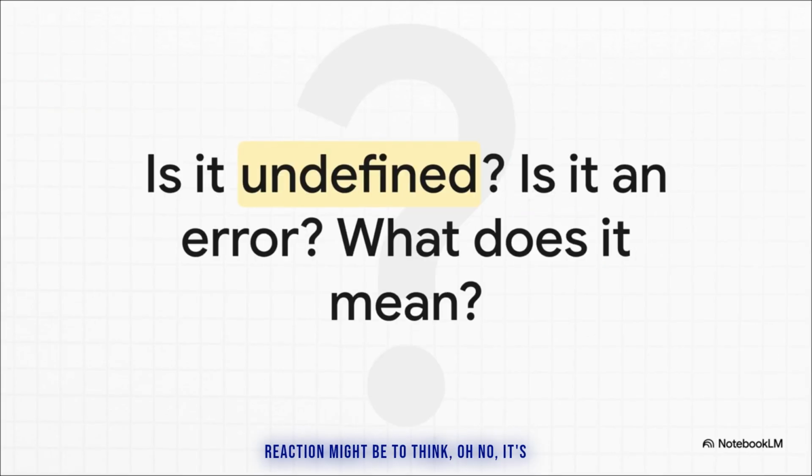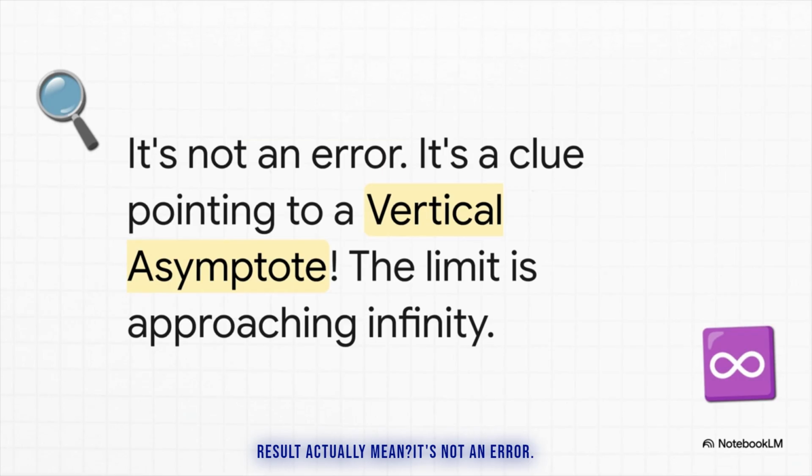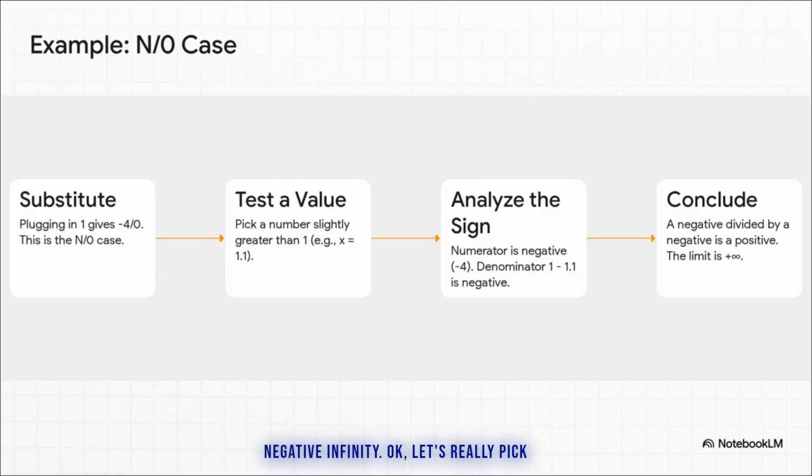Now, your first reaction might be to think, oh no, it's undefined, I messed up, right? Is the math just broken? What on earth does this result actually mean? It's not an error. In fact, it's the exact opposite. It's a huge clue. Getting a non-zero number over 0 is the function screaming at you that you've just found a vertical asymptote. It means the function isn't settling down to a single value, it's rocketing off to either positive or negative infinity.